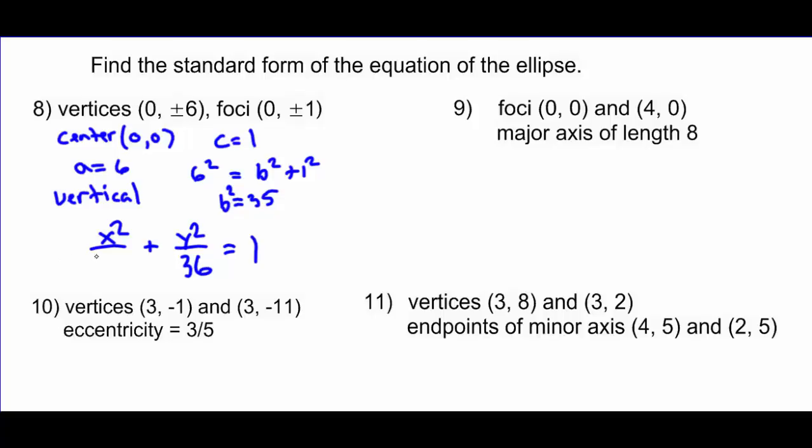And then the B squared value of 35 would be connected to the horizontal part. All right, next one.